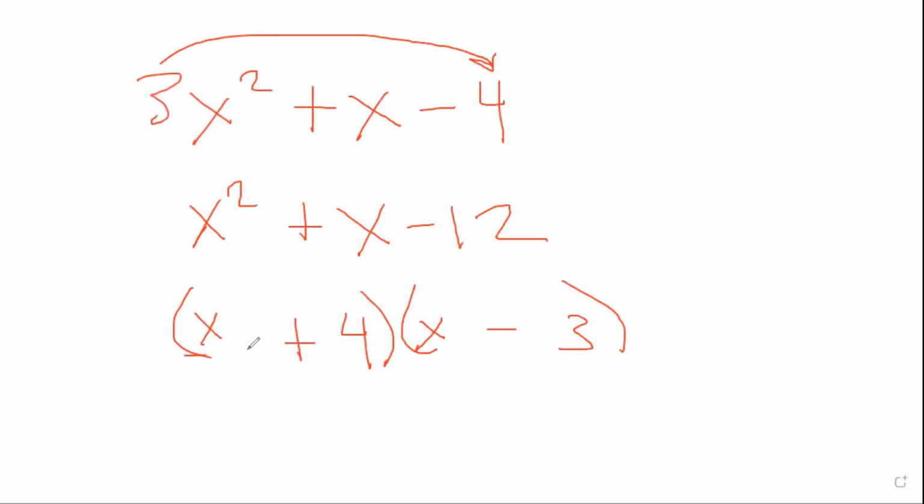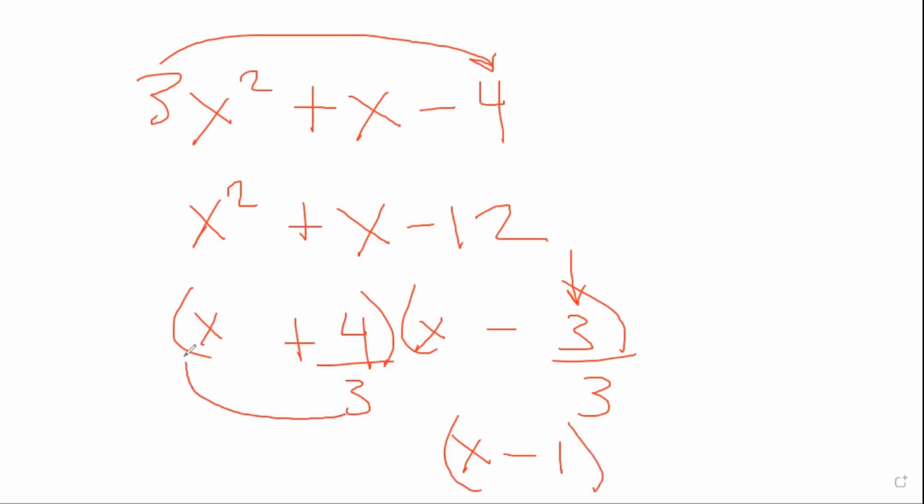Now, I know if I FOIL to check x squared, my first term is not 3x squared. So I need to slide my 3 back through. And this is where this would reduce to 1. That just becomes x minus 1. This, I can't reduce 4/3 anymore, so he would slide back to the front. So this would be 3x plus 4.